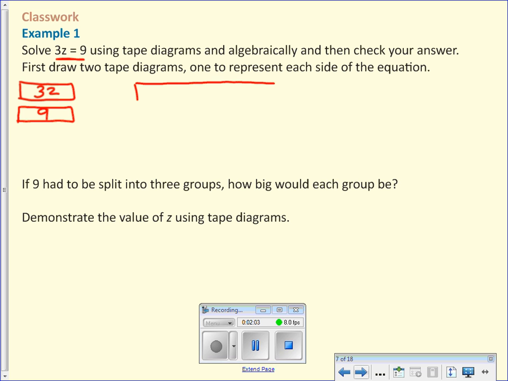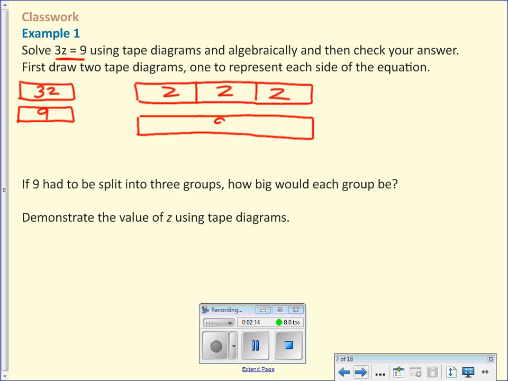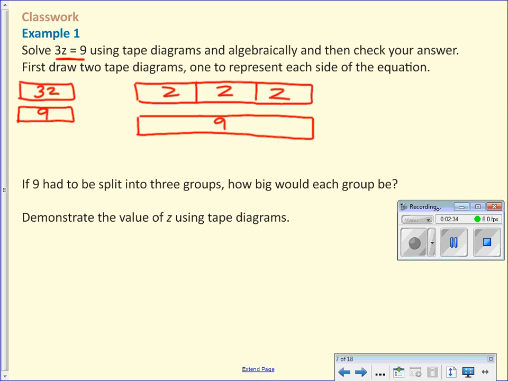So what I really could draw, z, z, z equals 9. So does that show 3 z's equals 9? But can I figure out what 1z is by looking at that tape diagram? No. So let's match that up a little bit and see if we could do it a little bit better.